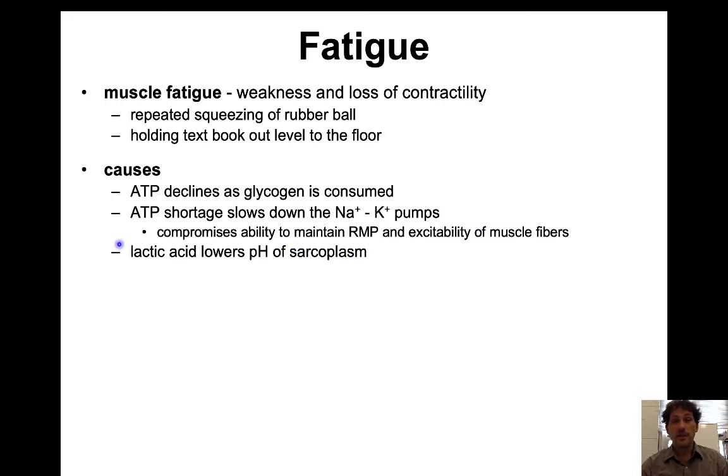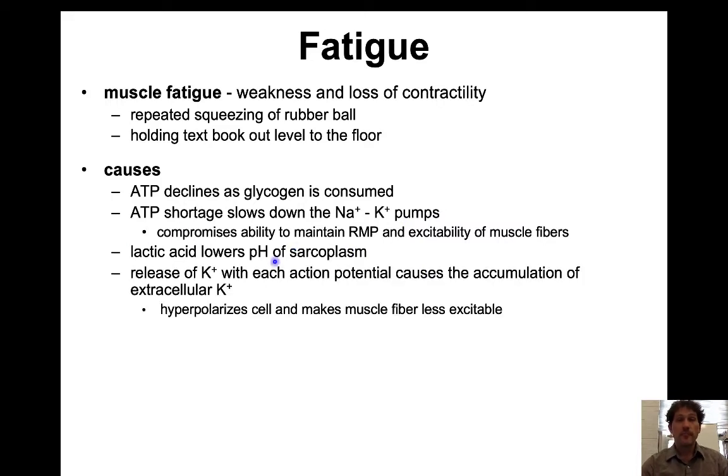We can change the pH of that sarcoplasm, and if we release potassium with those action potentials, it can actually cause the accumulation of extracellular potassium. So if this sodium-potassium pump isn't working and we're not pumping that potassium back in, that can then hyperpolarize our cell and make those fibers a little bit less excitable.